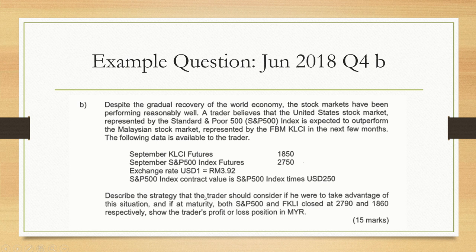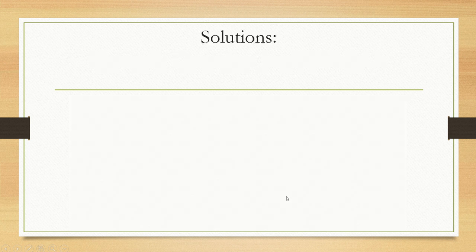Describe the strategy that the trader should consider if he was to take advantage of this situation, and if at maturity S&P 500 and FKLI close at 2790 and 1860 respectively, show the trader's profit or loss in ringgit Malaysia. Okay, so let's take a look at how to do the solution for this question.